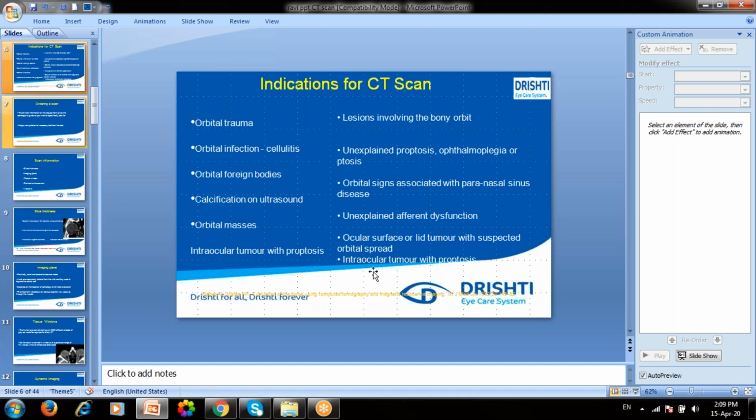Intraocular tumor with proptosis. So for intraocular tumors in that case also we can send for CT scan. There are many more other indications where we can send for CT scan, but these are the few important ones where we can send it for CT scan to rule out the exact location.